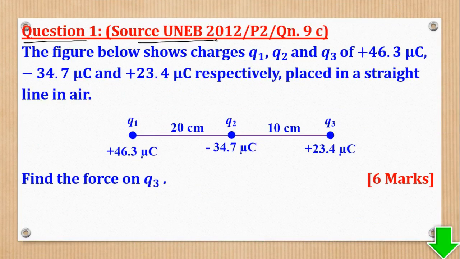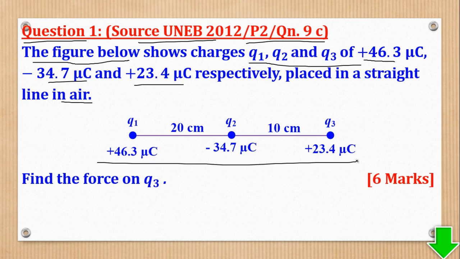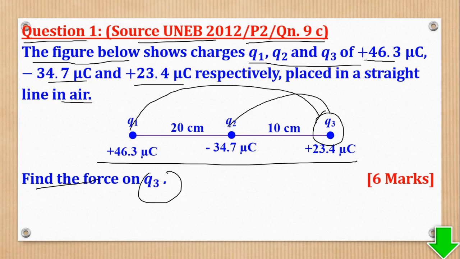Question 1 came from UNEB 2012, paper 2, question 9C, and says the figure below shows the charges Q1, Q2, and Q3 of positive of this, and that, respectively, placed in a straight line in air. So air is the same as free space, just as you can see them here. Then they said find the force on Q3. So they want you to find the force on this Q3. So there will be a force on Q3 due to charge Q1, and also there will be a force on Q3 due to charge Q2.